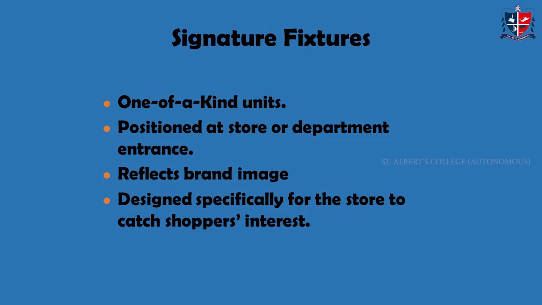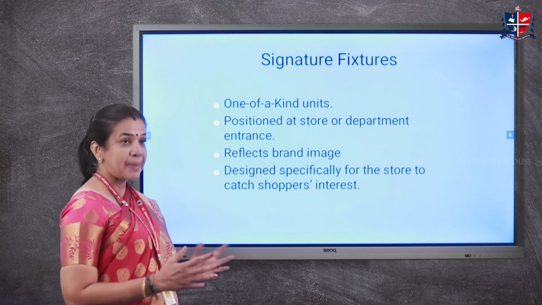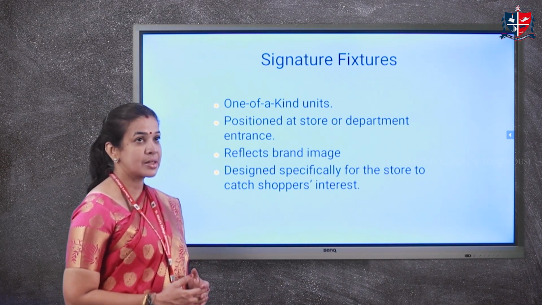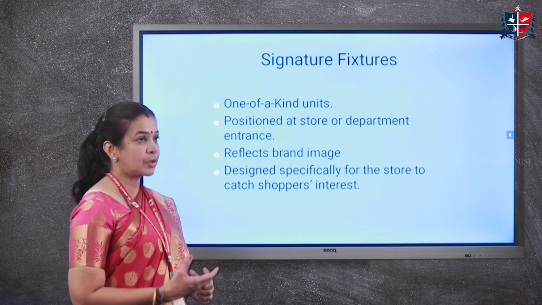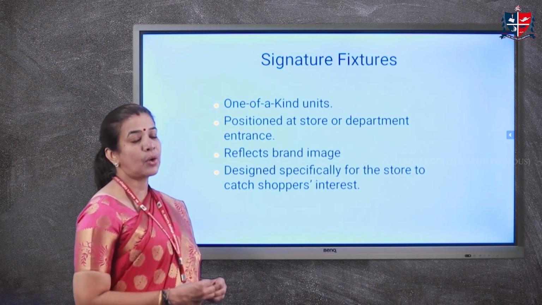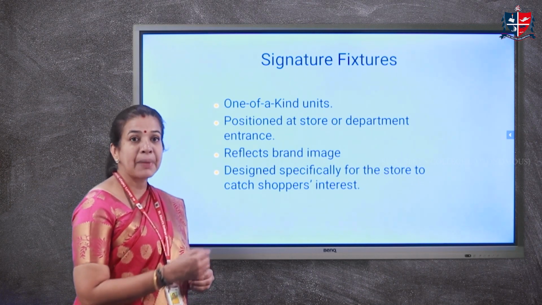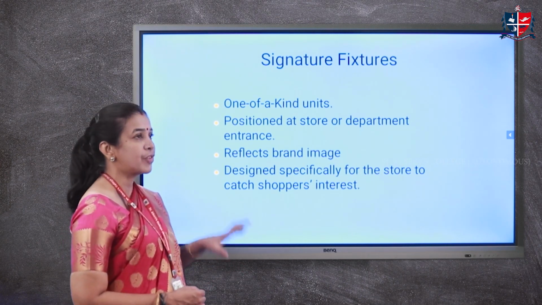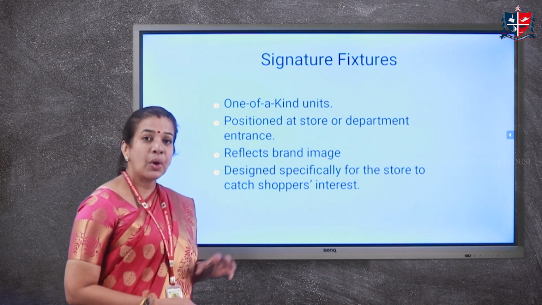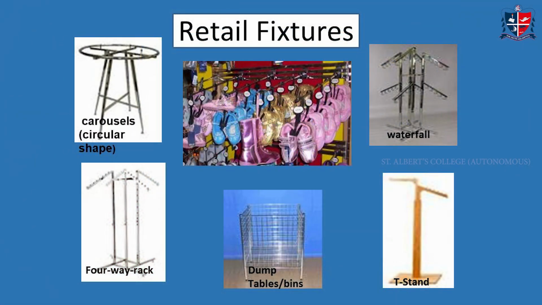Signature fixtures: it is a one-of-a-kind unit positioned at the store or department entrance. It reflects brand image and is designed specifically for the store to catch shoppers' interest. You want to have a one-time catch of the customer, with these signature fixtures, which are unique to that particular retail outlet. Mostly specialty stores with their brand image or brand logo go in for these signature fixtures. Basically, all these fixtures are to get your customers to go around and see the variety of merchandise that you have got. These are some of the different types of retail fixtures.